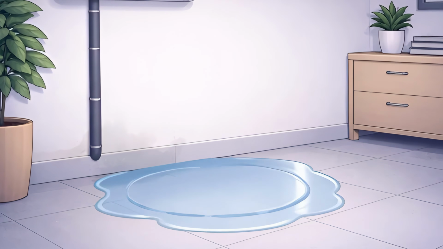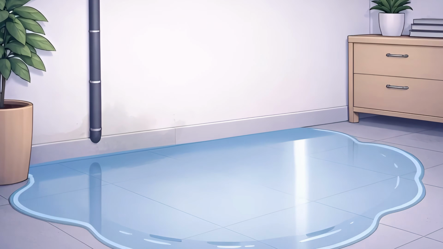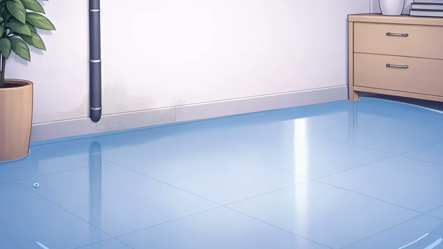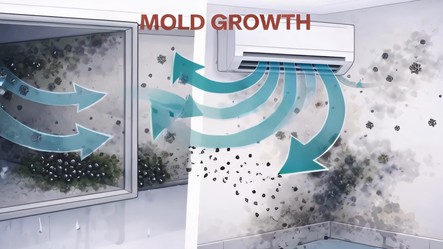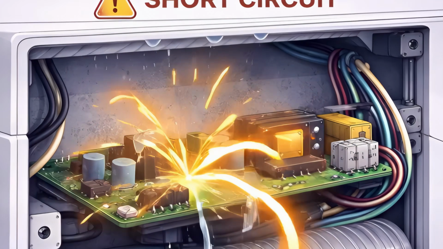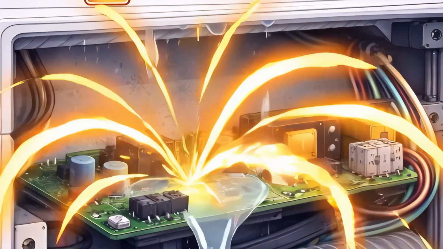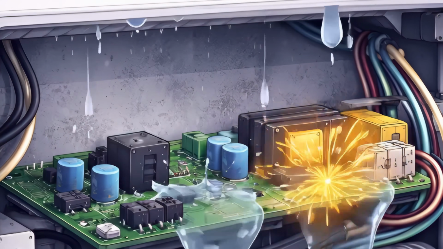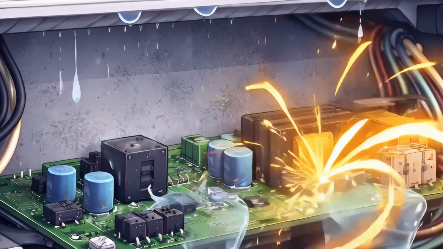While a leak might seem like a minor annoyance, the consequences of ignoring it are significant. Stagnant water contributes to the growth of mold and mildew, which can then be blown through your ductwork. Moreover, water and electricity are a dangerous combination. A leak can drip onto sensitive circuit boards, leading to short circuits.